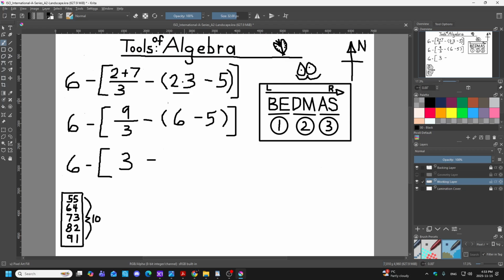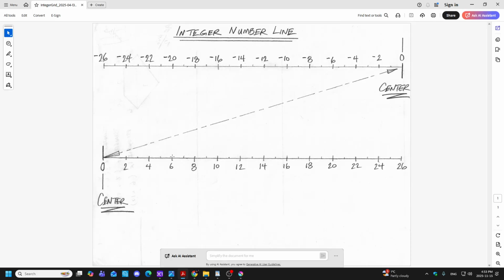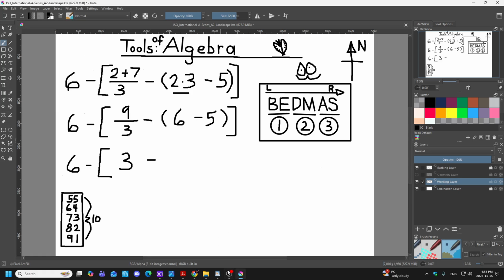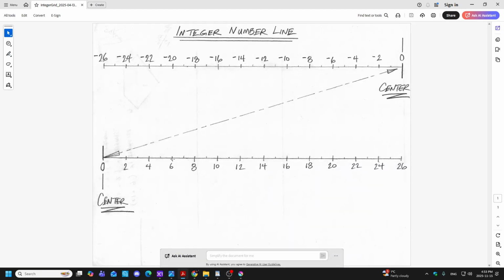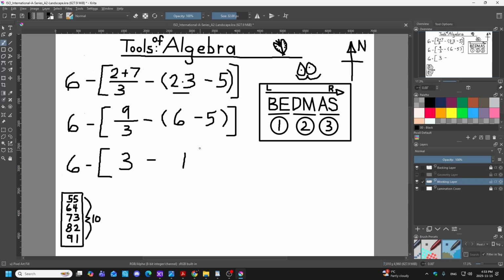Let's finalize the brackets here. Step 1. 6 take away 5. Okay, 6 is a positive. We're only going negative 5 jumps, right? Whenever you have a negative, you're going left. So that means we're going 1, 2, 3, 4, 5, which is positive 1. I don't need the brackets anymore, and I could close this off. But we still have these big brackets. We're not done. We're still, technically speaking, still doing brackets.